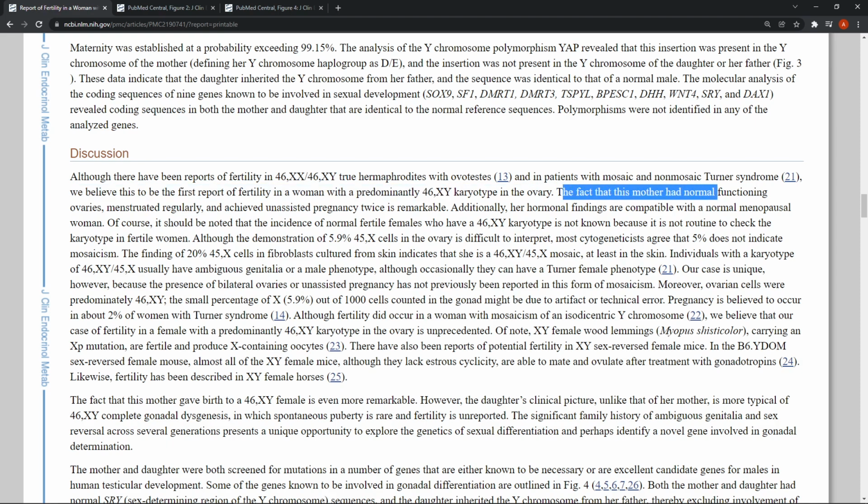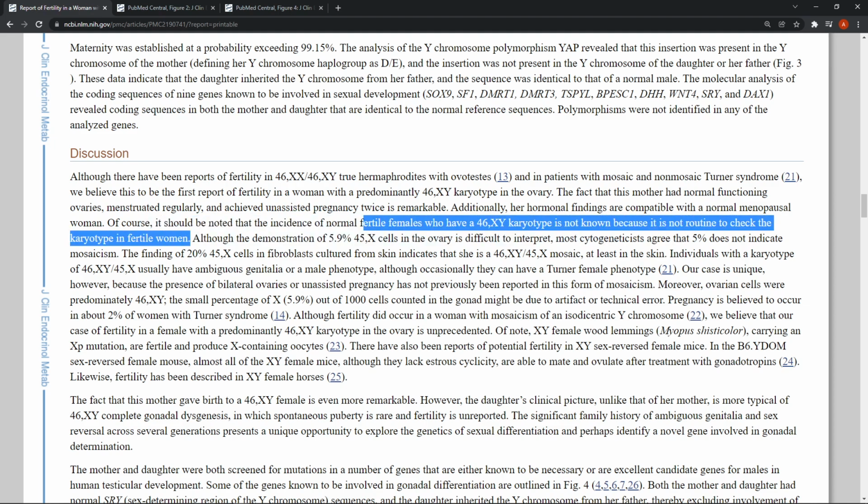The fact that this mother had normal functioning ovaries, menstruated regularly, and achieved unassisted pregnancy twice is, as they say, remarkable. Additionally, her hormonal findings are compatible with a normal menopausal woman. Of course, it should be noted that the incidence of normal fertile females who have a 46XY karyotype is not known because it's not routine to check the karyotype in fertile women. Of course, you're not going to look at this. Why would you? Everything is functioning as it should. Why would you go and look?